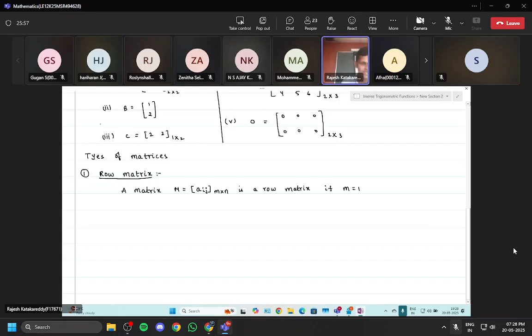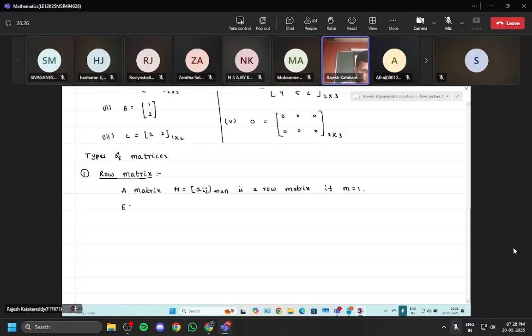Oh, P is missing. See, row matrix, in a normal matrix you take of order M by N. If M is equals to 1, right? Any doubt, online students? No, sir. If the number of rows is equals to 1, right? That is a row matrix.